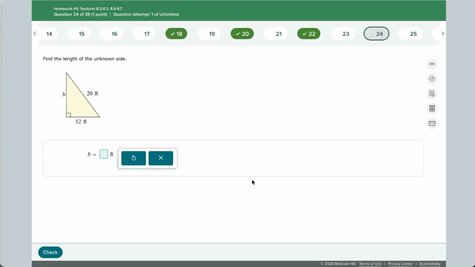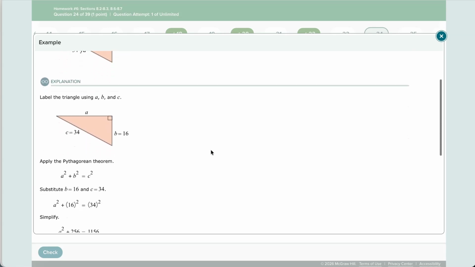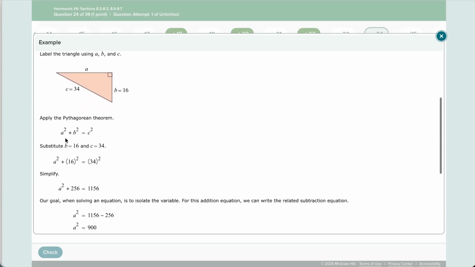Now, what does that set you up for? That sets you up for learning how to do the Pythagorean theorem. So all right triangles have a 90-degree angle. And because that is true, I can set up something with the Pythagorean theorem. So I'm going to show you an example, right? And here's the Pythagorean theorem. So a squared plus b squared equals c squared, right?